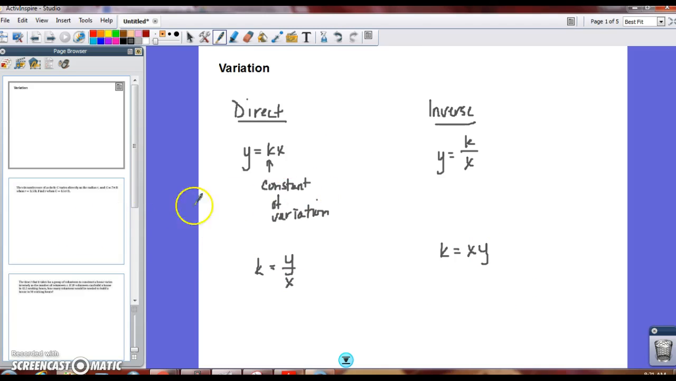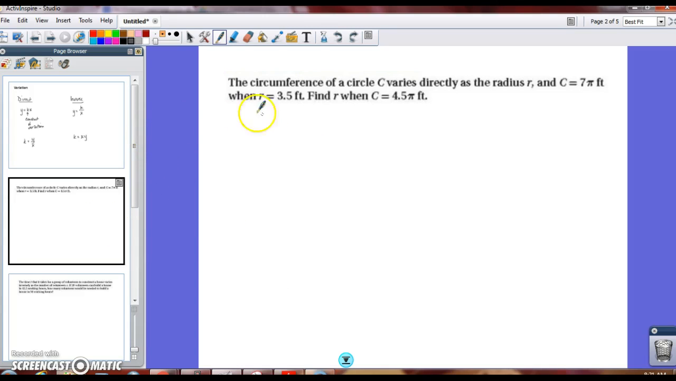Let's go through a few example problems and how you would attack them when you have word problems. The first important bit of information is that the problem tells you right in it what kind of variation it is. They have to tell you that, otherwise you wouldn't be able to do the problem. In this one, it says the circumference of a circle varies directly as the radius, and they gave you the circumference when the radius is 3.5.